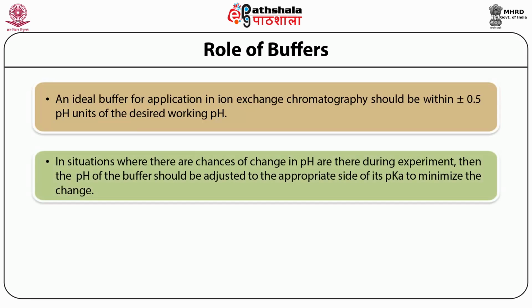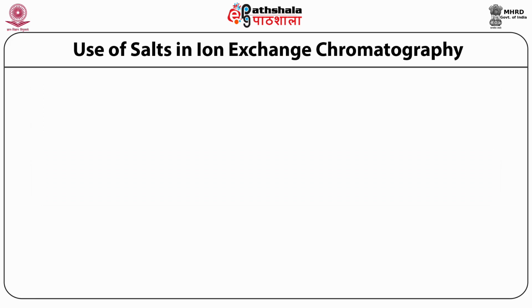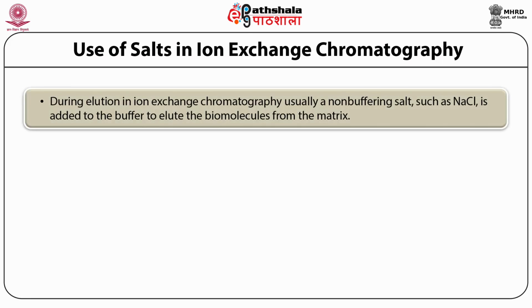In situations where there are chances of a change in pH during the procedure or the experiment, the pH of the buffer should be adjusted to the appropriate side of its pKa value to minimize the change. During elution in ion exchange chromatography, usually a non-buffering salt is added as an additive. A commonly used salt is sodium chloride, commonly known as NaCl. These are added to the buffer to elute the biomolecules from the resin, that is the matrix.